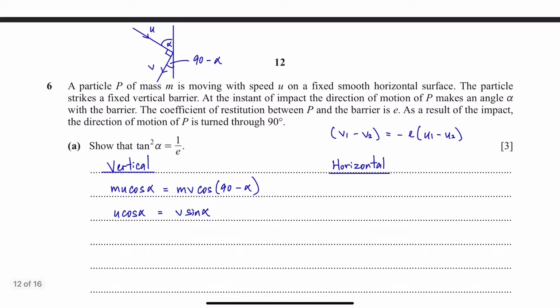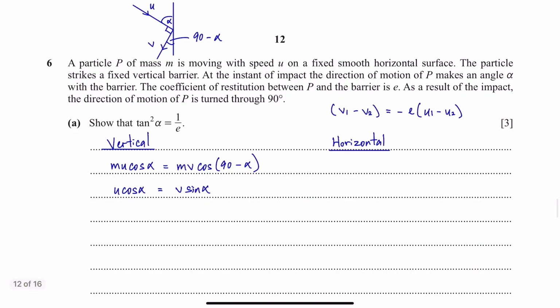Since we actually hit the barrier, it doesn't move, so this and this would be treated as 0. So we just need to consider these two. Now V1 would be, we fix that to the left would be negative and to the right would be positive. It will be easier. So V1 is negative V sine 90 minus alpha, equal to negative e times U sine alpha.